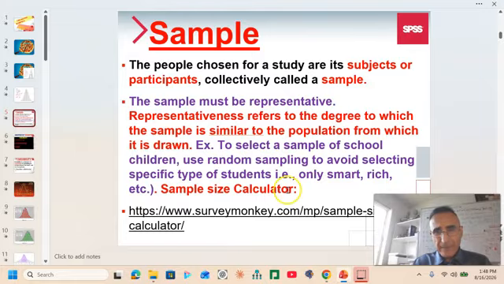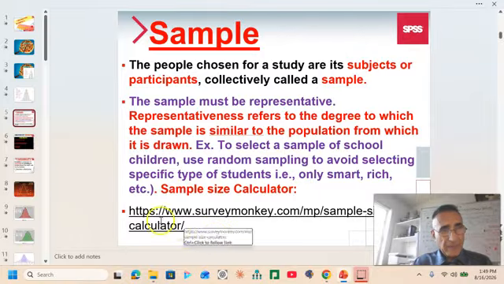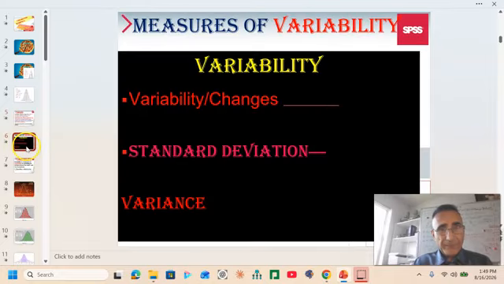And then it tells you to make sure your sample is representative of the population. That means if you decide to work with children, make sure they're all children. And then again, that link should give you the correct sample size.